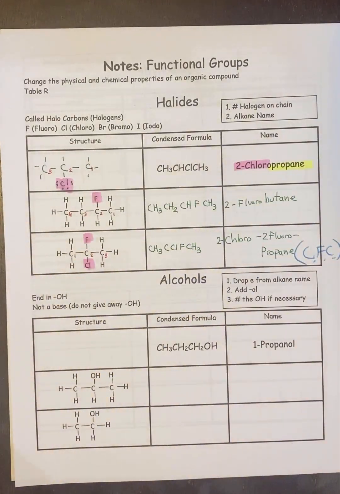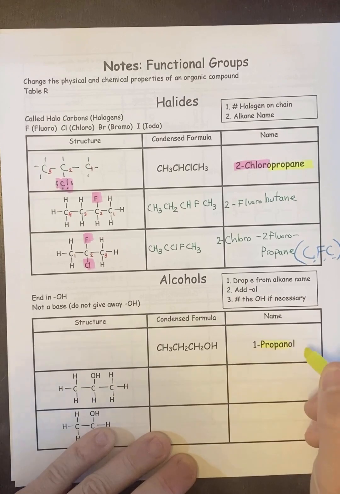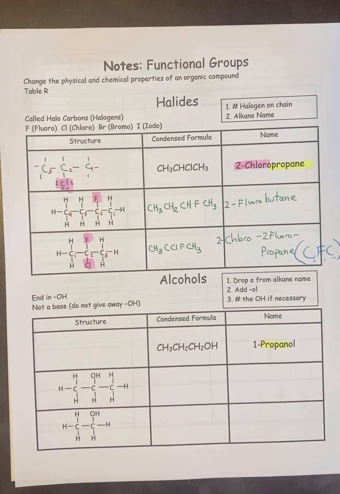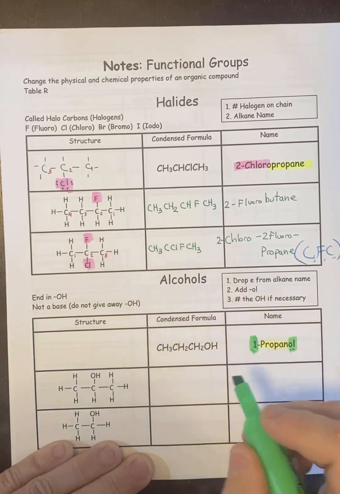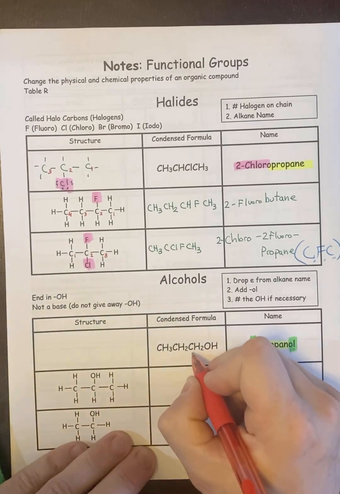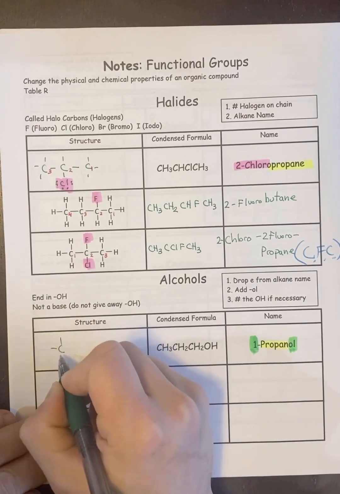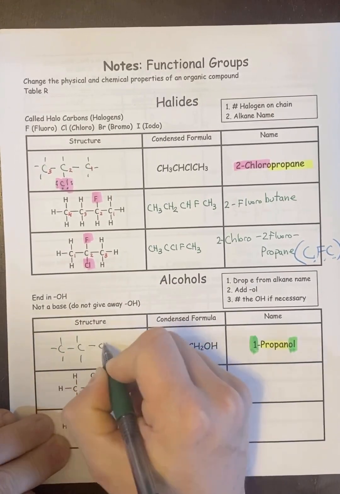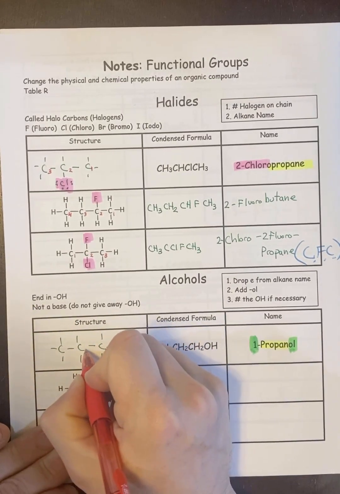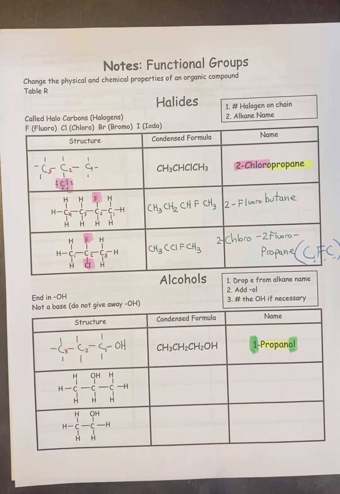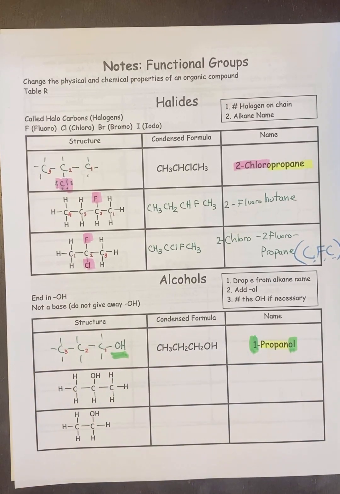So they call it 1-propanol, right? If it was just 3 carbons in a row, all single bonds, we would call it propane. They put a 1 on it and then called it an OL because, well, I guess I'll draw it out. For carbon 1, it's going to look like this. On carbon 1, they put an OH group on it. Okay, that's where the name came from.